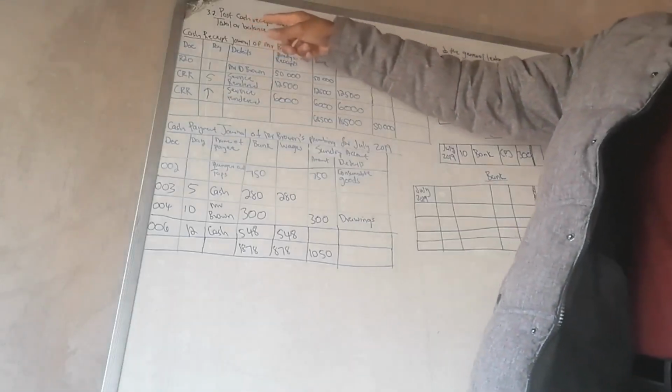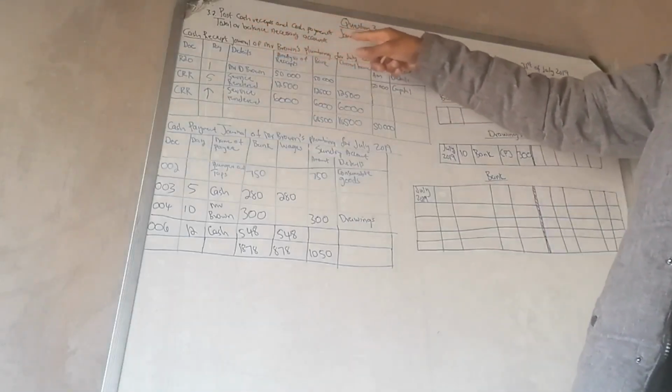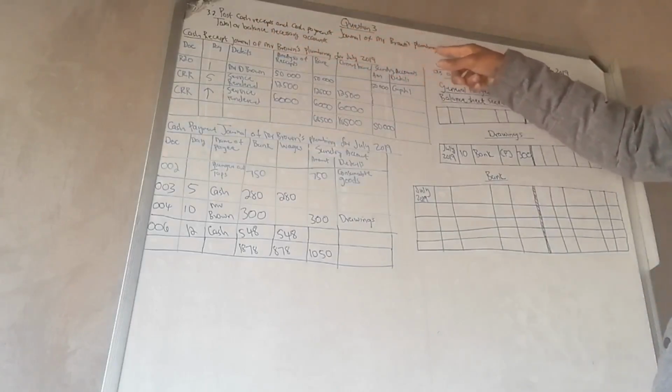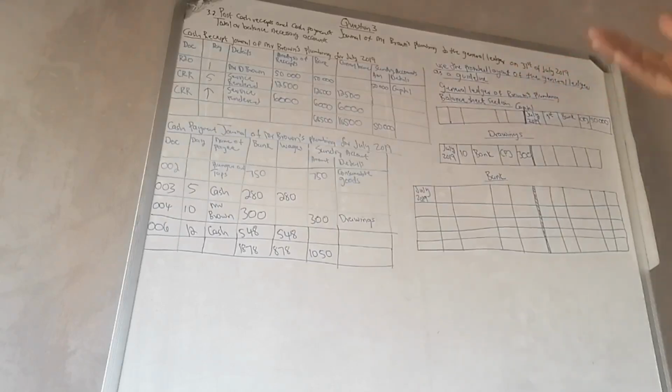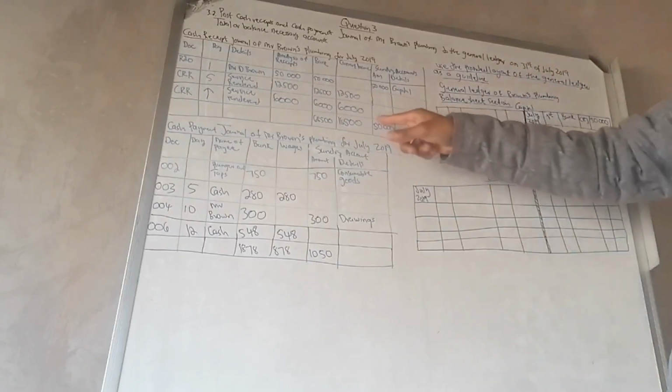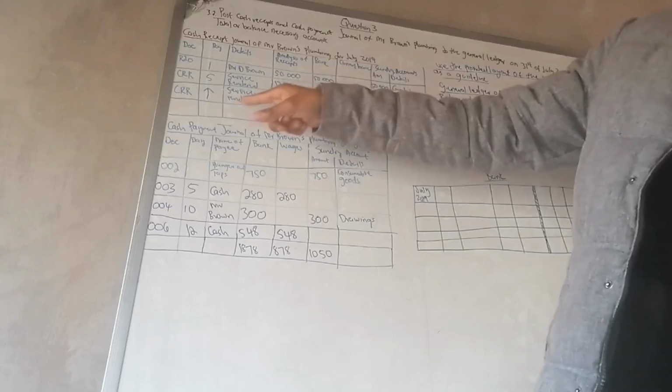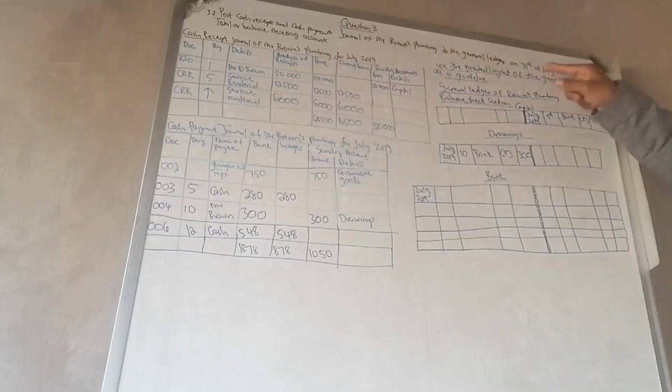Post the cash receipt and cash payment journal of Mr. Brown's Plumbing to the general ledger on the 31st. So come on, focus: this total, these transactions, the final amount of adding those monies was compiled on the 31st.